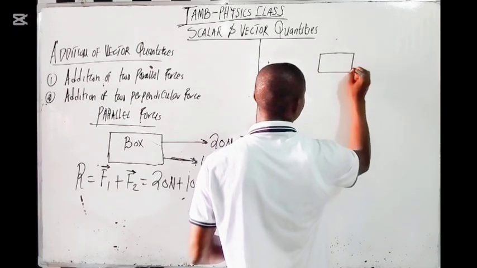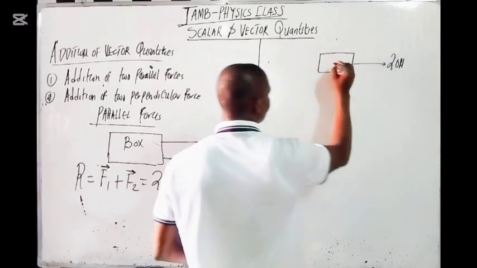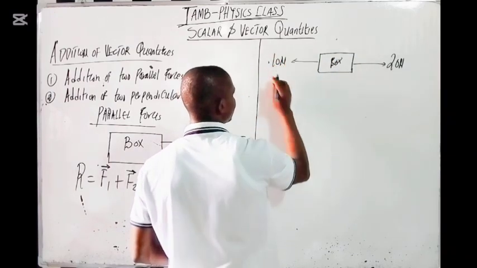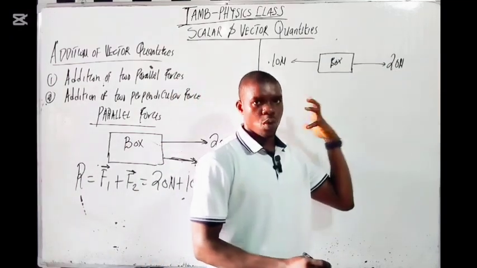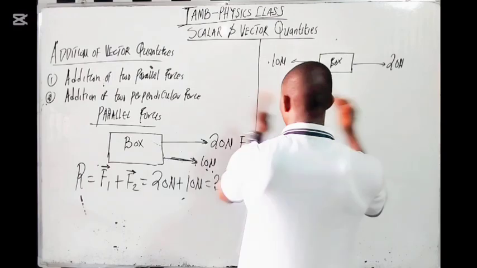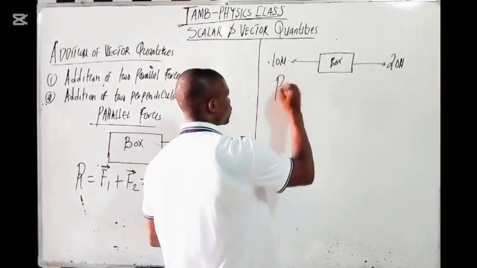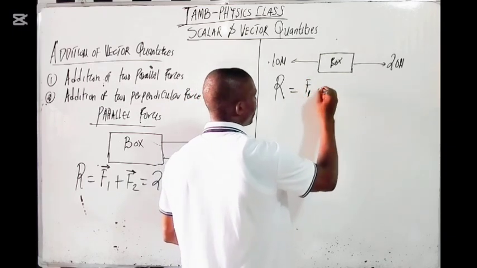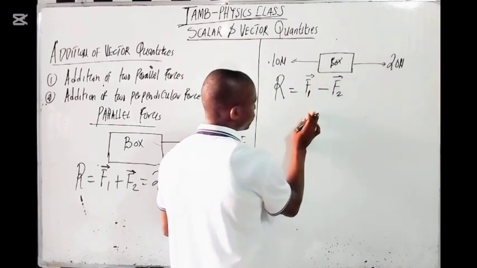Now what about if they are acting in the opposite direction? Here we now have 20 Newton on the bus here and 10 Newton here. Because they are acting in the opposite direction, one acting to the right and one acting to the left, what will happen here is very easy. My resultant force is equal to F1 minus F2.